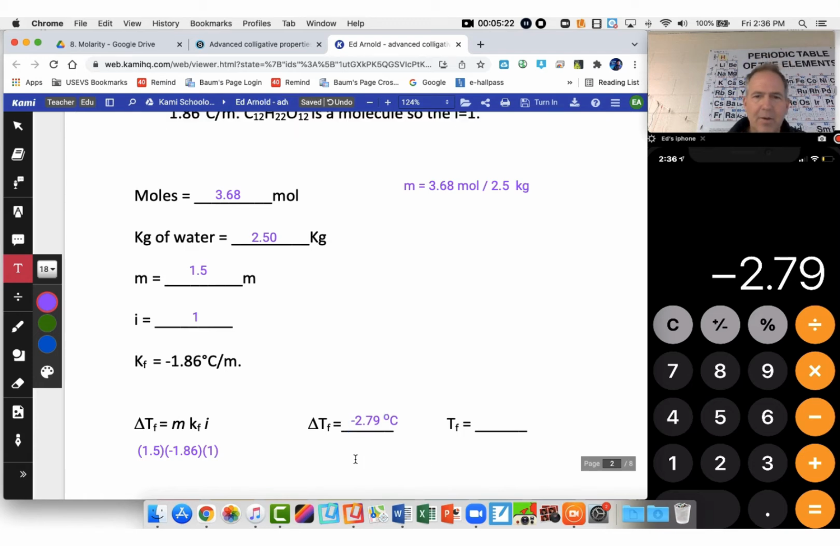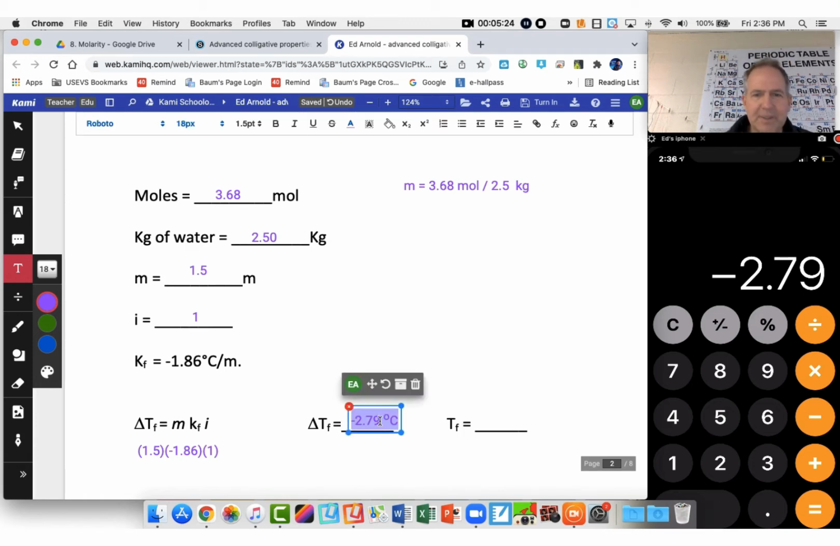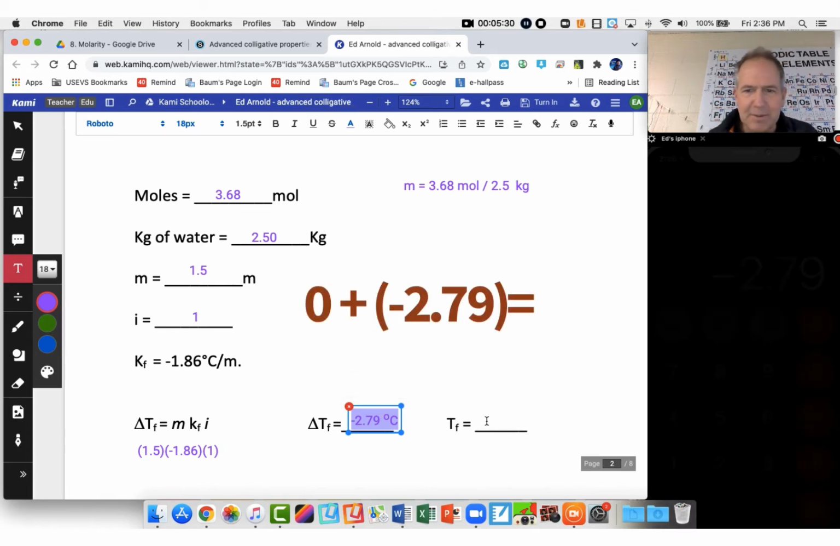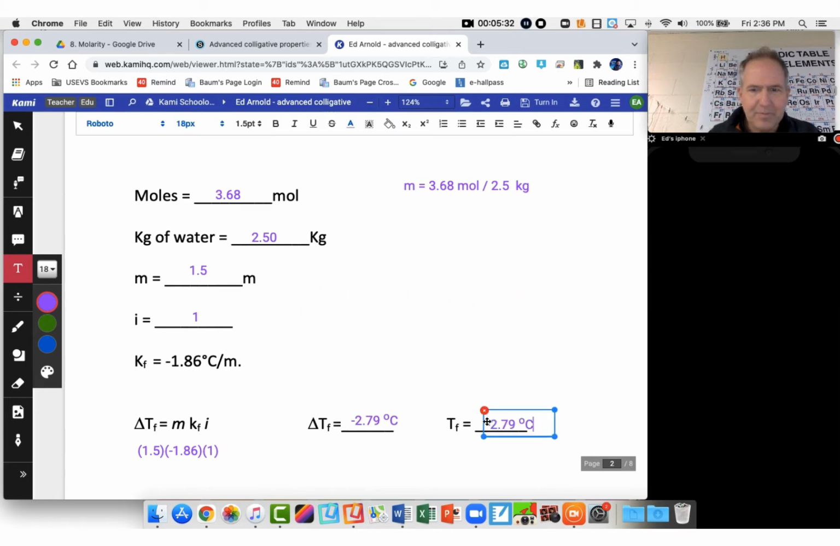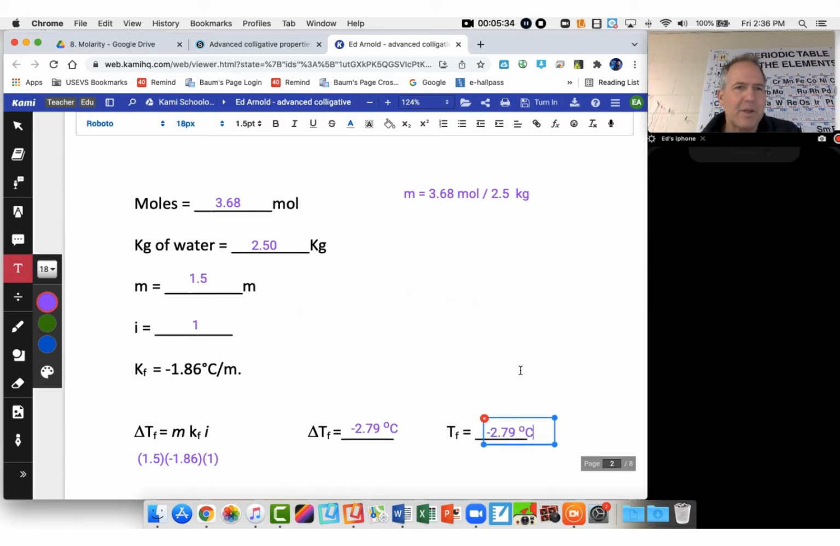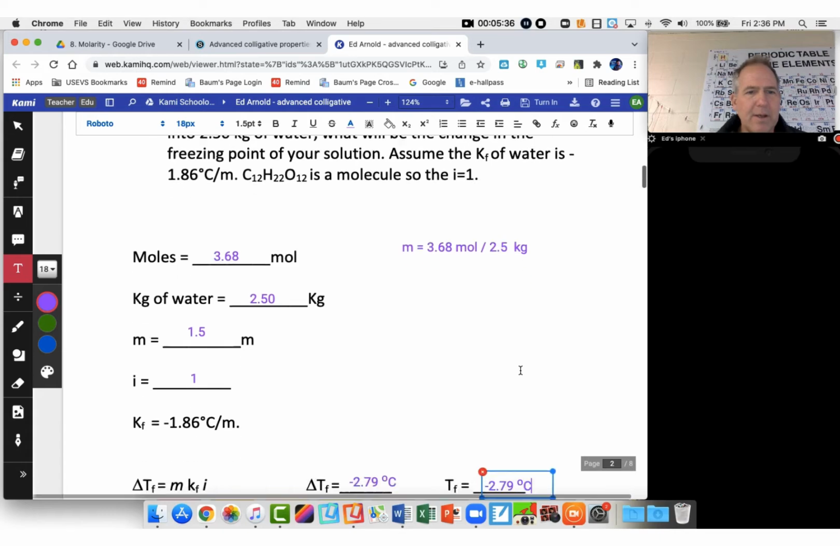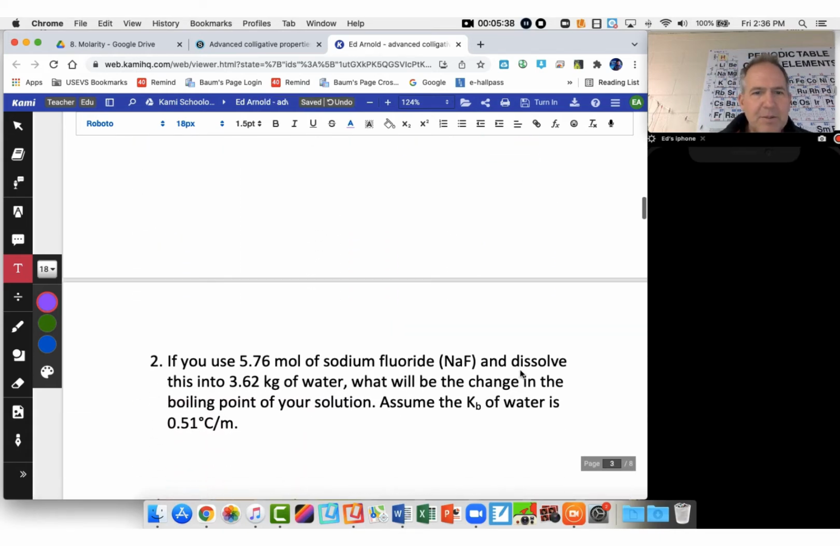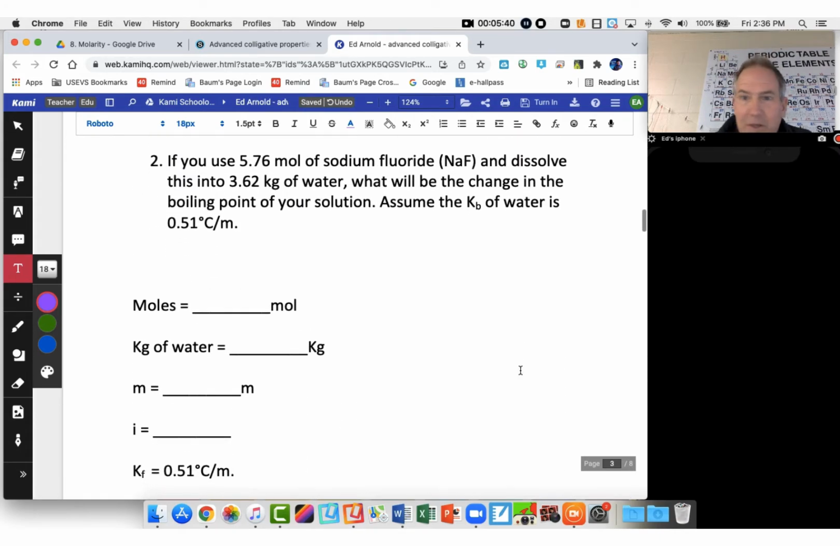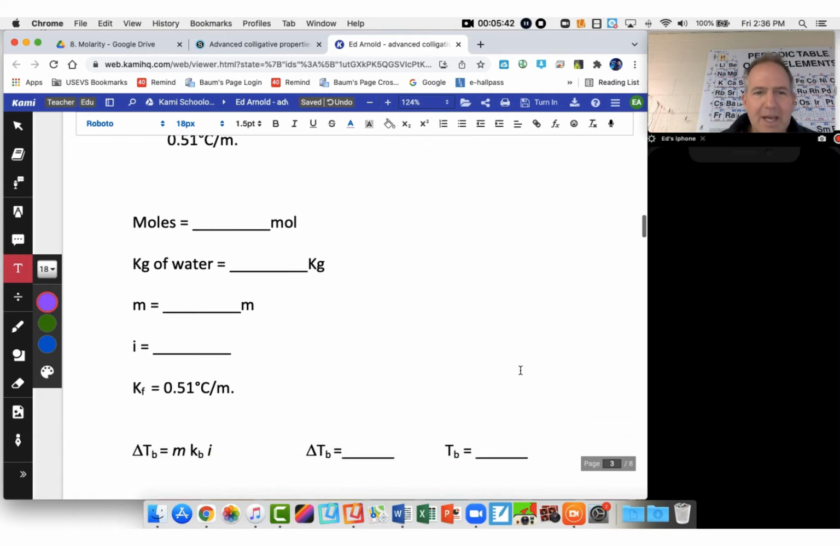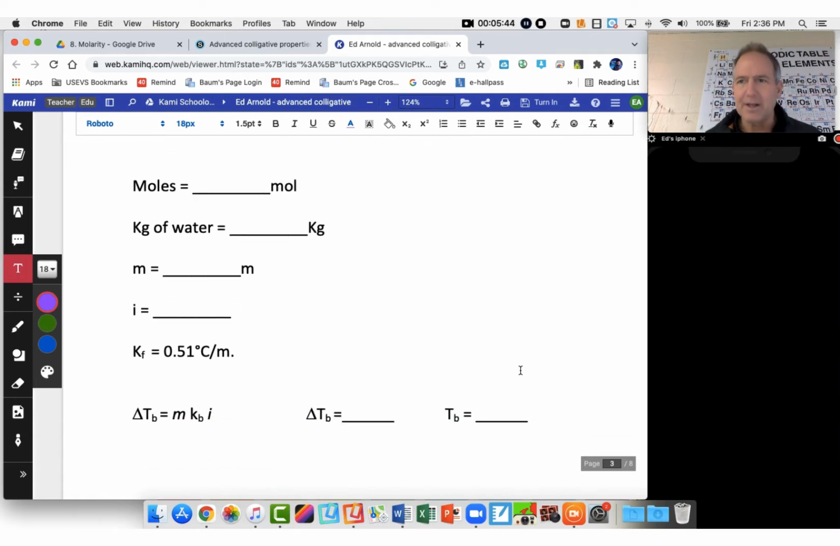All right, what's the actual temperature that it freezes at? Well, it's 0 minus negative 2.79, which just happens to be the same number. Okay, there you go. That's problem 1. Now, I want you to try problem 2, and it's very similar, except it's boiling, and everything's set up. Follow my example that we just did and see how you do.